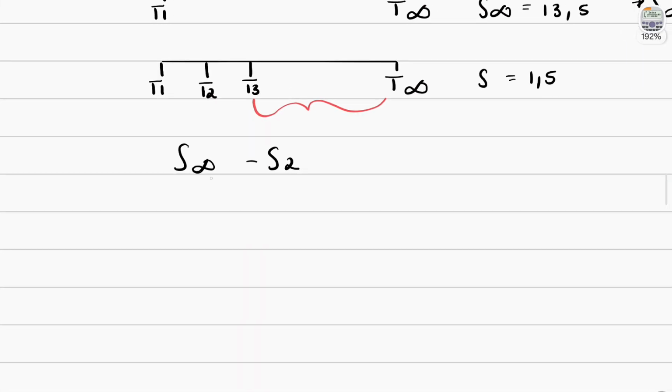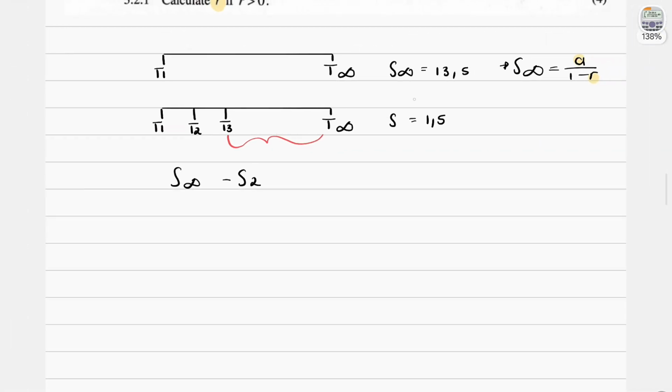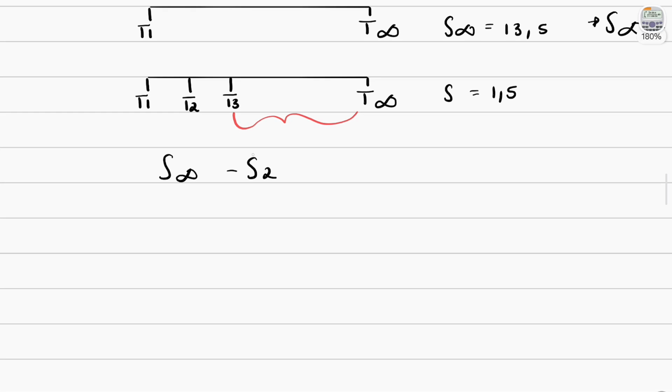So here's what we're working with. They've given us the sum to infinity minus 2 terms, and the sum to infinity itself. We know that this is equal to 1.5 and the sum to infinity itself is equal to 13.5.